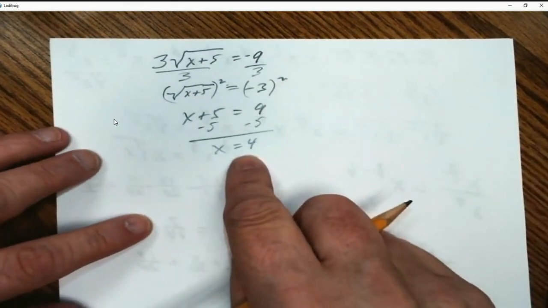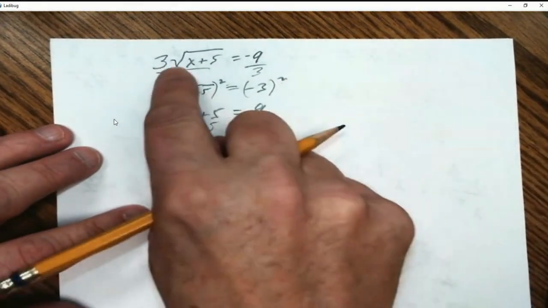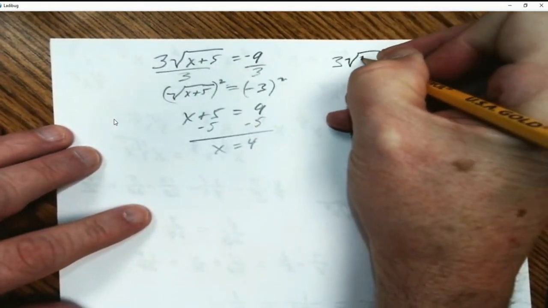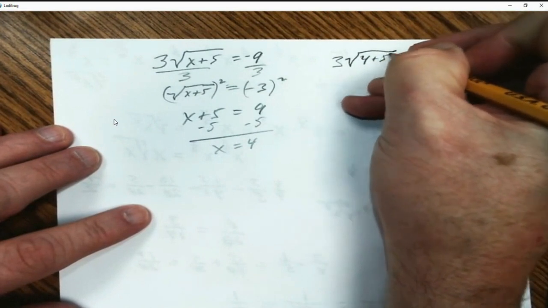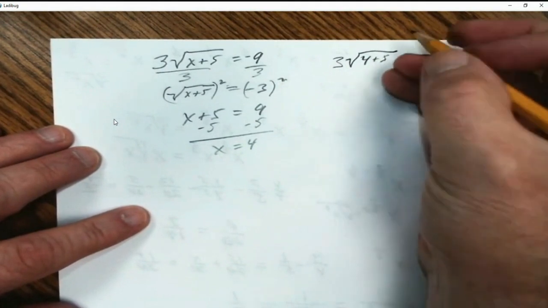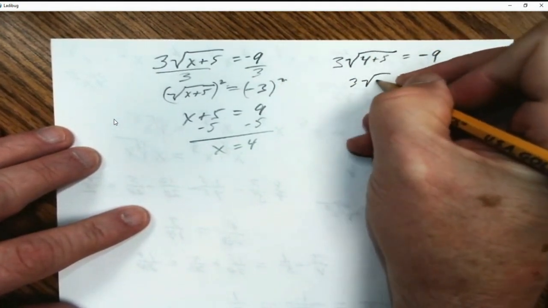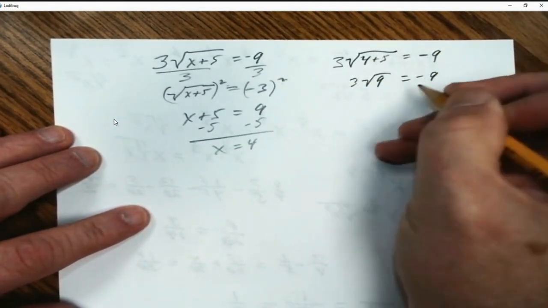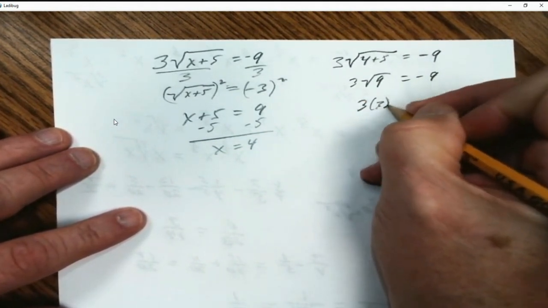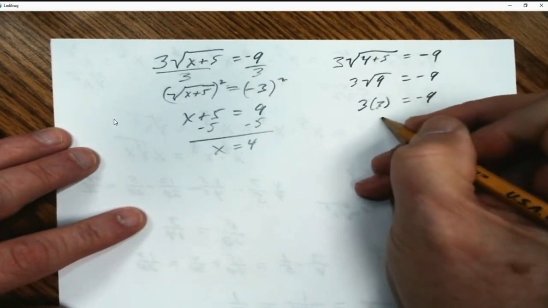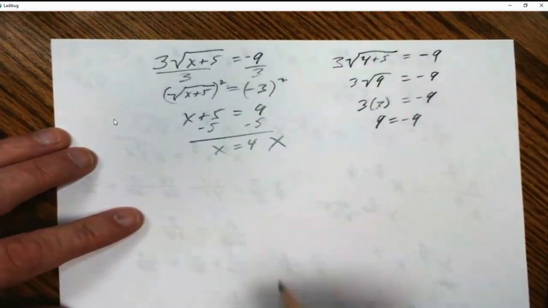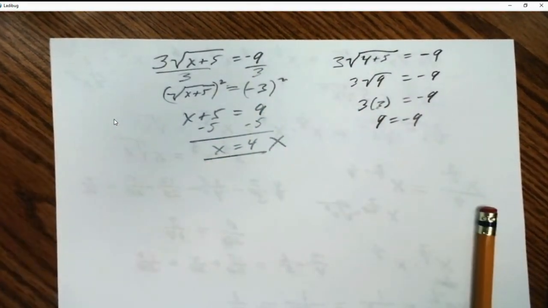But is that an extraneous solution? Let's go back to our original equation. 3 times the square root of x, which is 4, plus 5 equals negative 9. 4 plus 5, that's 9. What's the square root of 9? It's 3. 3 times 3 equals negative 9? 9 equals negative 9. This is extraneous. It's a solution, but it's extraneous.